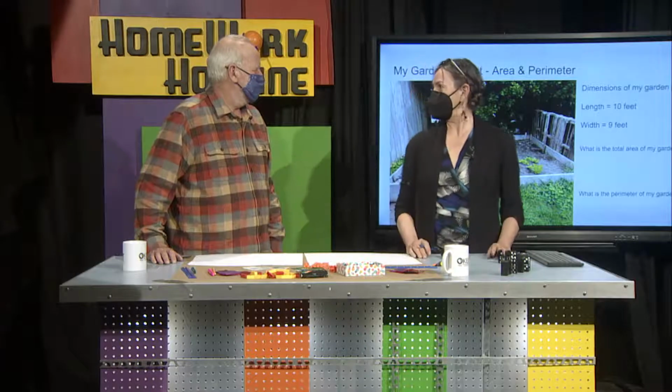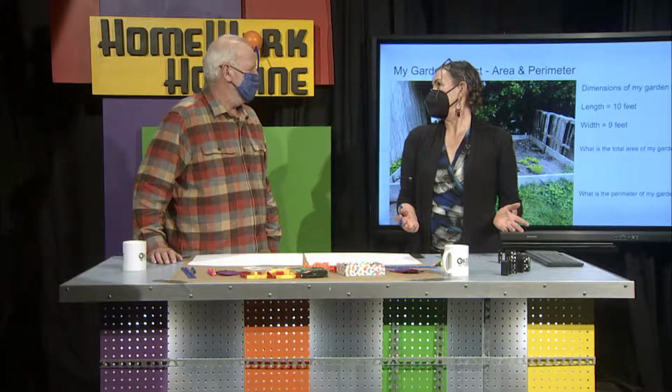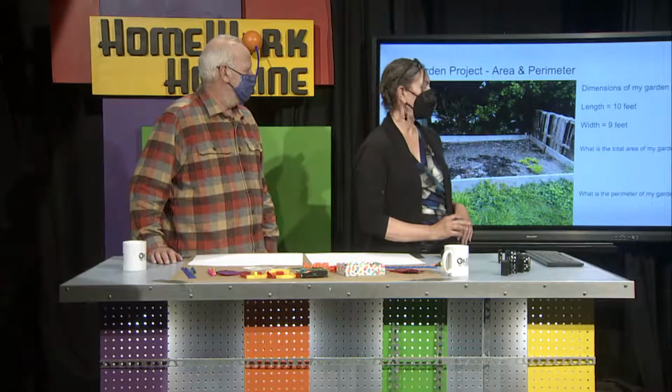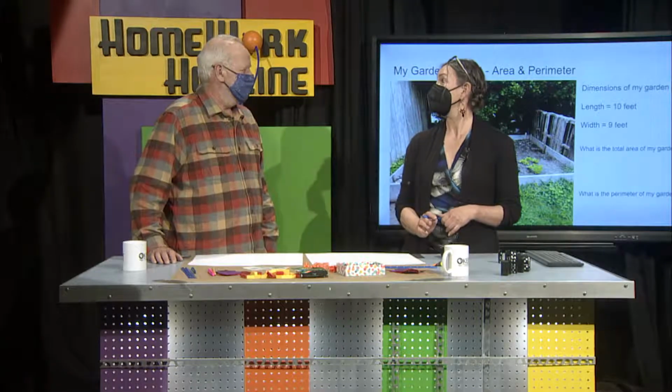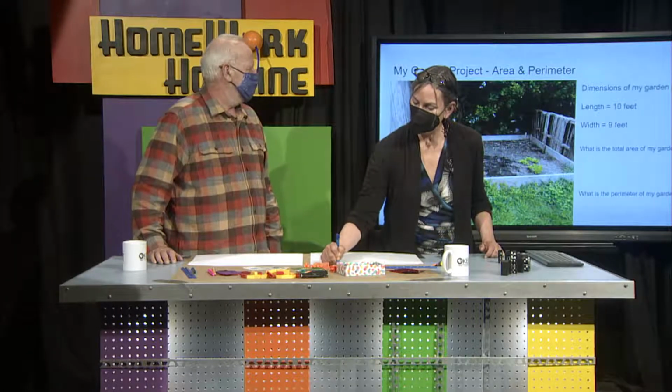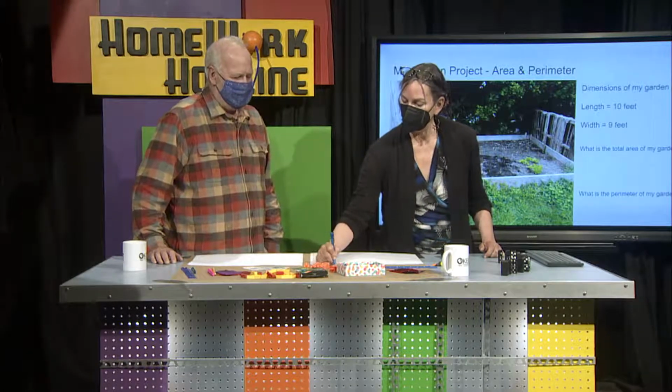So we have 2 multiplied by 9, 18. And 2 multiplied by 10 gives us 20. So we have 20 plus 18, 38 feet. We're going to have to get 38 feet of fencing.